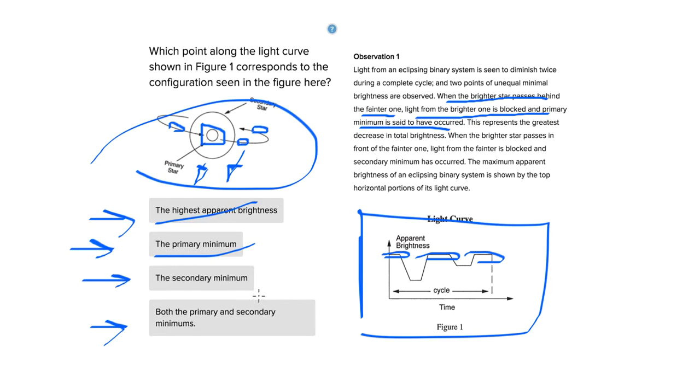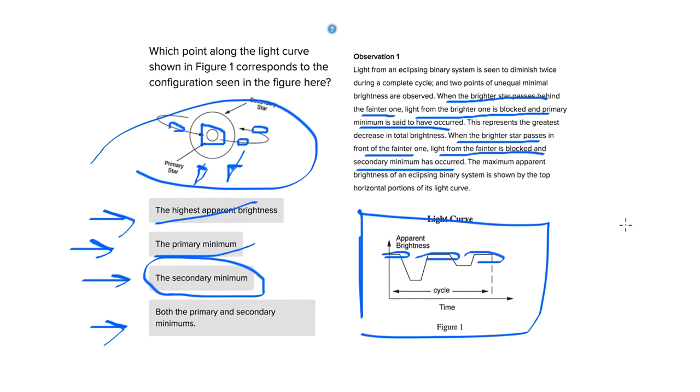Now, the secondary minimum says when the brighter star passes in front of the fainter one. Okay, so here we have the brighter one in front of the second one. If we assume that the one moving is the primary star, and it is the only one that's going to be either in front or behind, light from the fainter is blocked and secondary minimum has occurred. So it looks like secondary minimum is what's going on, and this would be the answer choice.